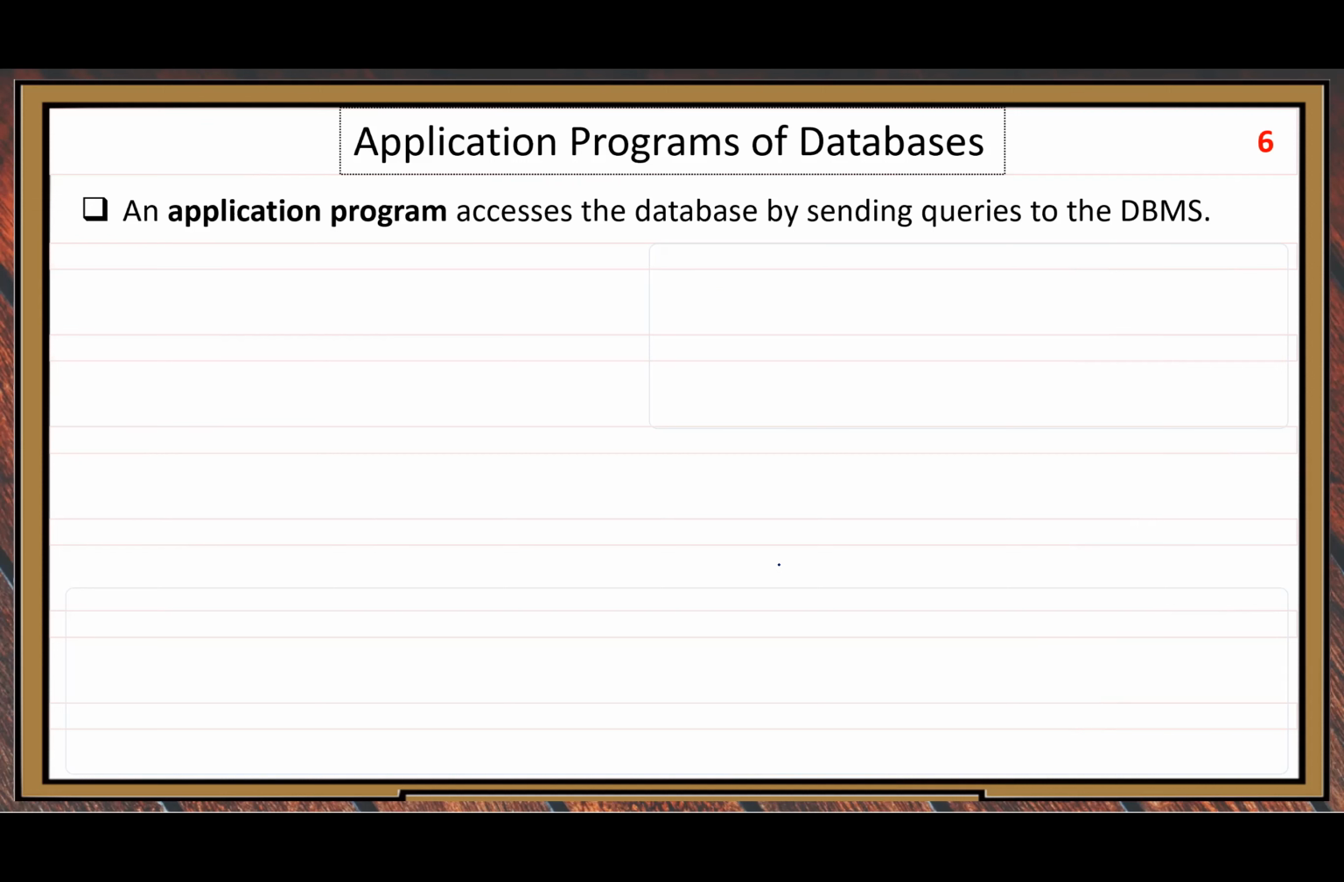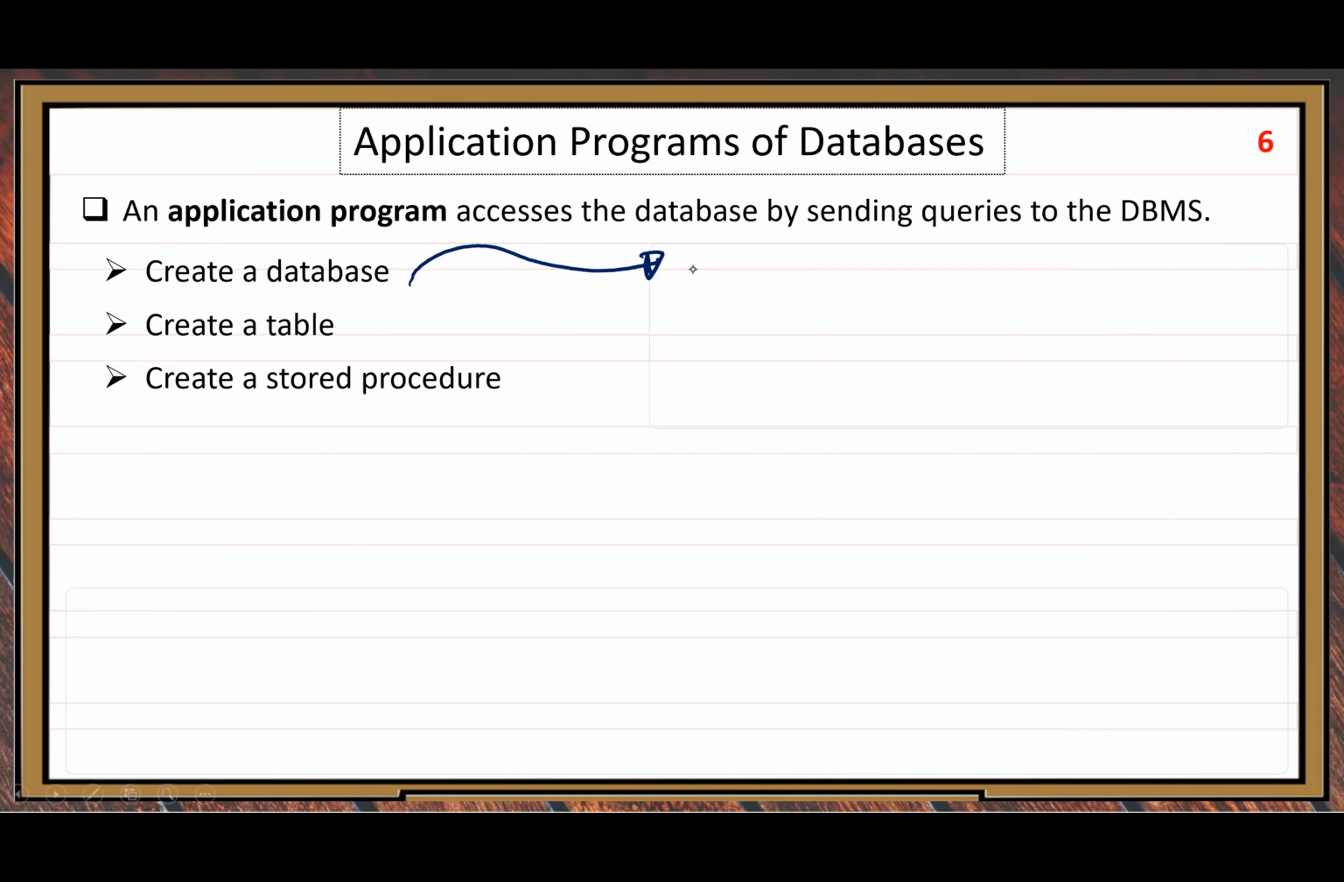All right. So then, inside an application program, what can we do inside it? The first thing: create a database. That's simple because we know how to create one. Oh, sorry.